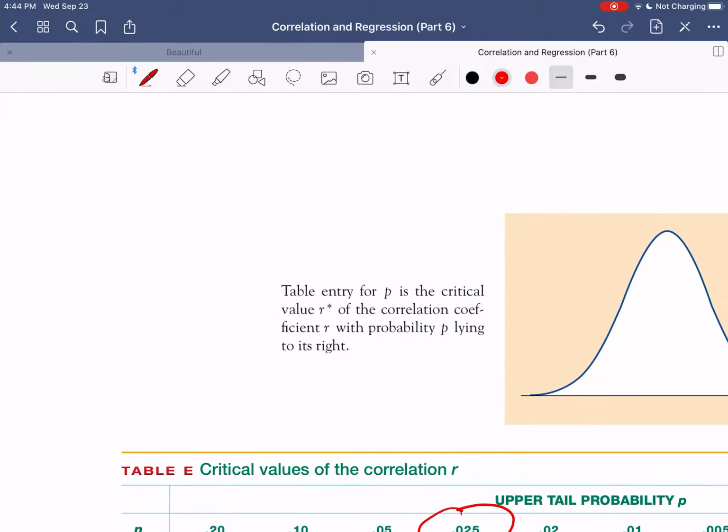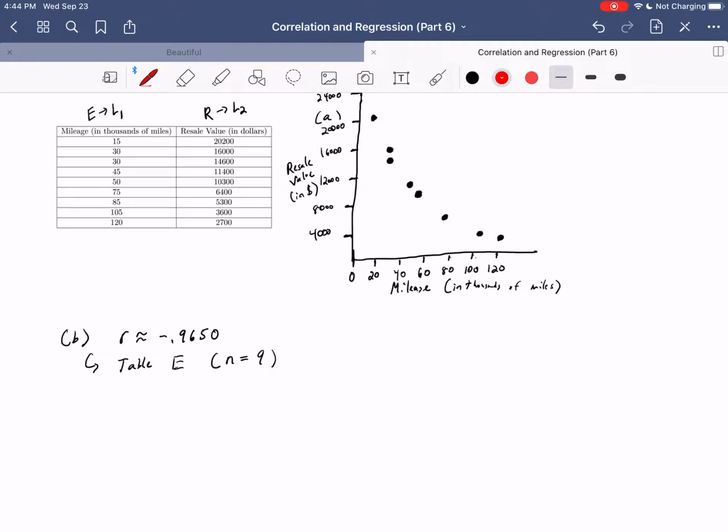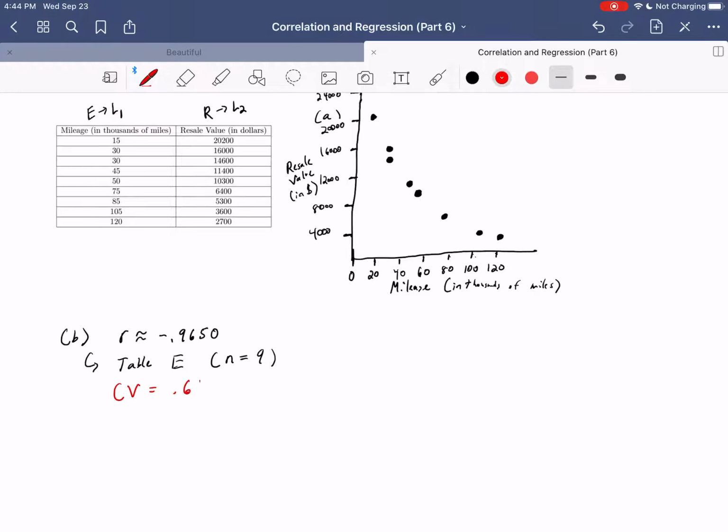So I believe we have table E right here. Yep. So there we go, 9 data points. We're going to intersect that with this here, and it looks like our critical value that we need to get over is 0.6664. So our critical value here is going to be 0.6664. This in absolute value, 0.9650, is definitely going to be larger than this. So we can say the absolute value of R is greater than the critical value, which implies that there is enough evidence for a negative correlation.